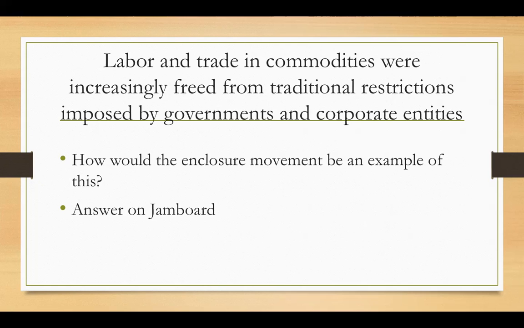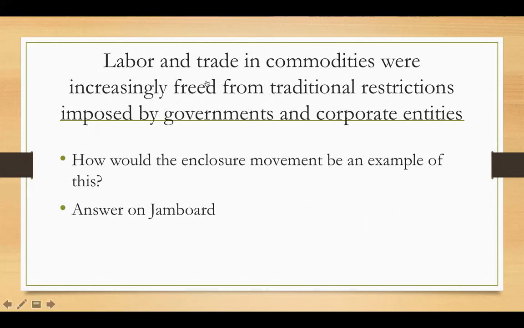Okay, so I want you to think about the enclosure movement. All right, so we talked about the enclosure movement prior. You might have had a refresher during the agricultural revolution, but if you need to, go back to the notes we did a while ago on the commercial revolution and look at the enclosure movement, or you can even look in your textbook. But how would the enclosure movement be an example of this? How were these enclosures, and now the people who suddenly have more reign over their land and how to purpose agriculture, how does this show that traditional labor and trade commodities are freed from traditional restrictions? So another Jamboard instead of notes.